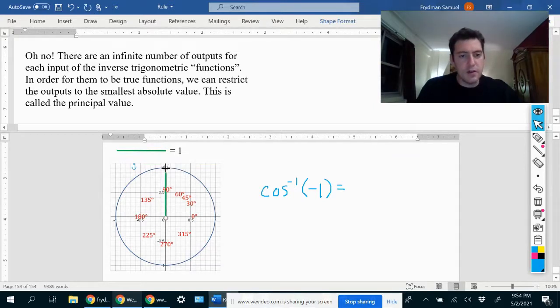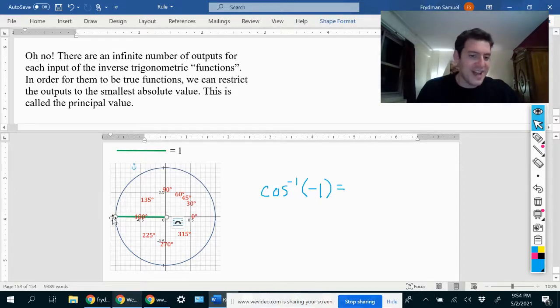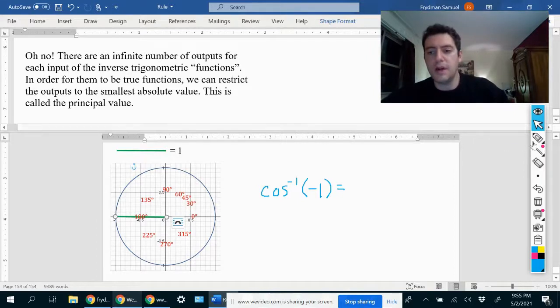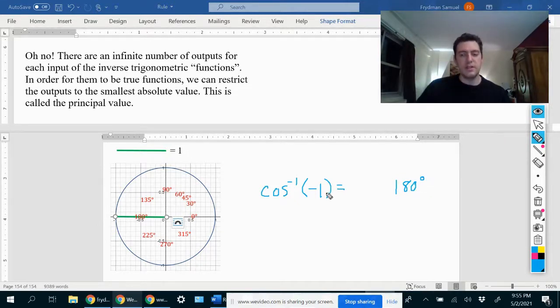Let's fix that. Okay, so one possibility is 180 degrees. Remember, really, we're starting over here. So I could go around here, and I just made a 180-degree angle. This point over here is the point -1, 0, so it does have an x value of -1. So one possibility is 180 degrees. Cosine of 180 degrees is -1.